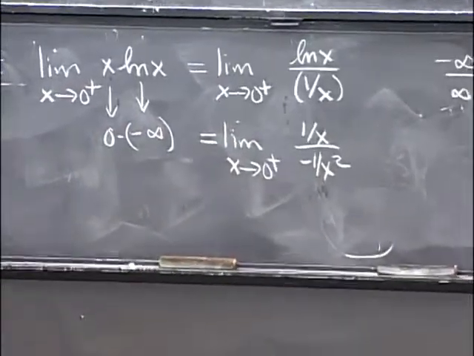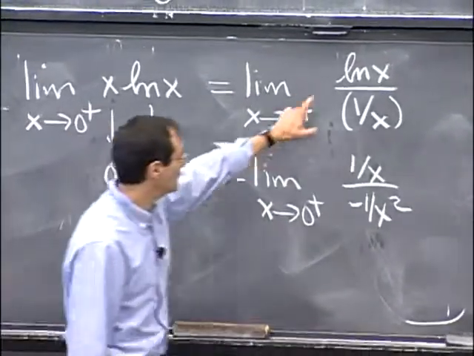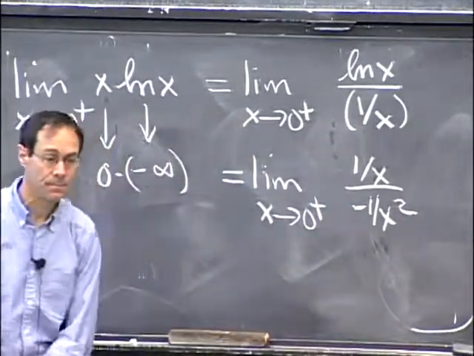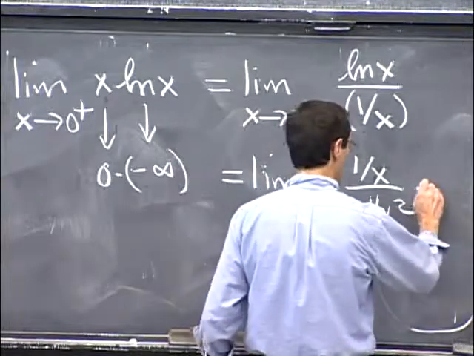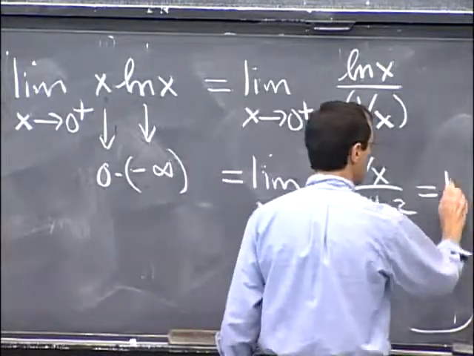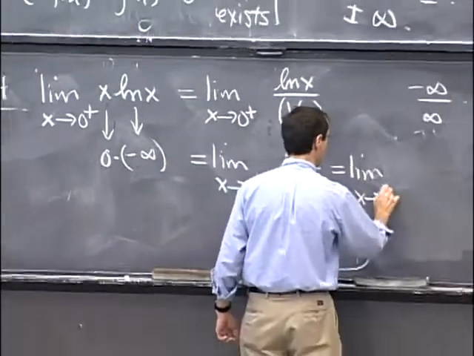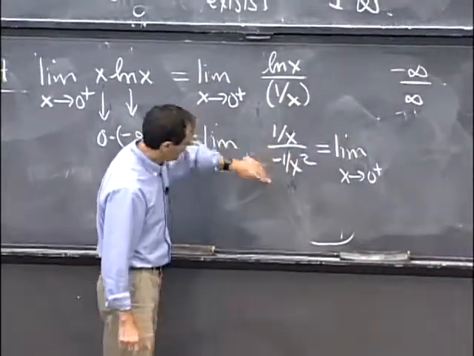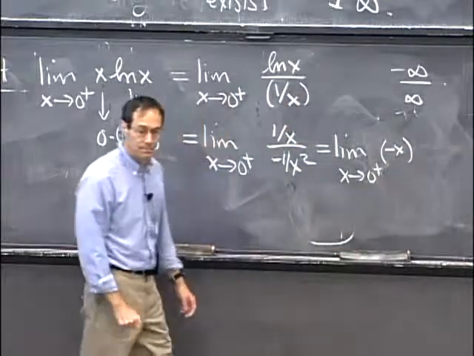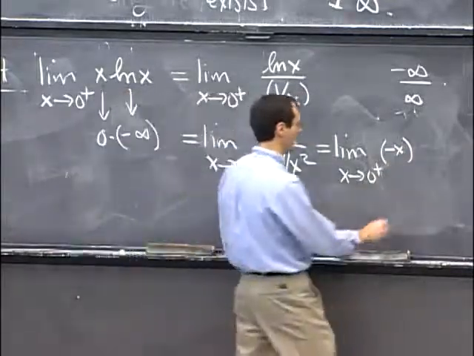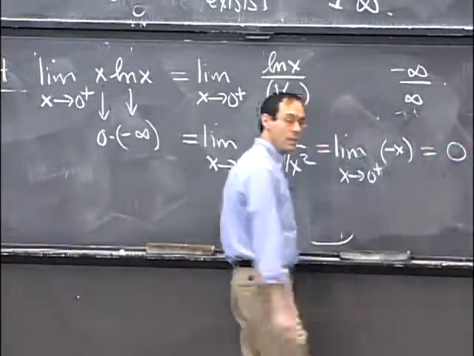Applying L'Hopital's rule is a breeze, right? You just differentiate, differentiate. And now it just simplifies and we're done. This is the limit as x goes to 0 plus of, well, the x squareds cancel. This is the same as just minus x. The x factors cancel, and so that's 0. The answer is that it's 0.